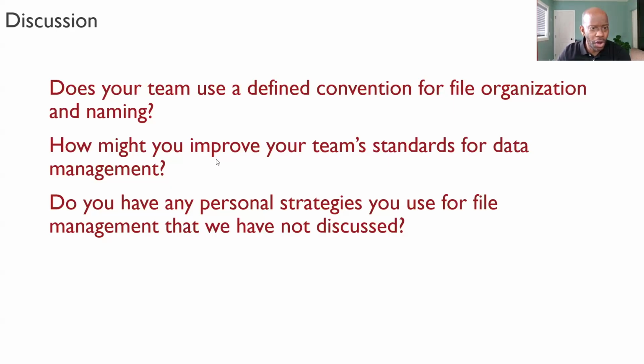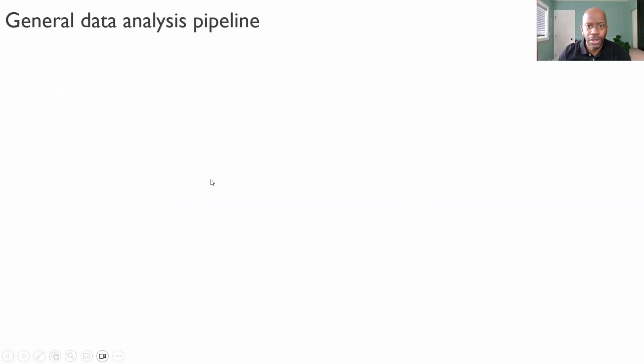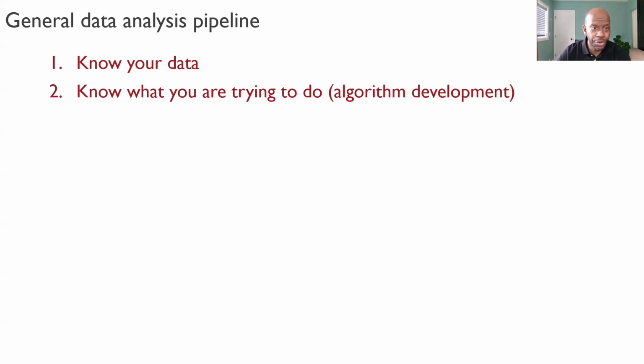All right, so now let's move on to data analysis. So now that you've designed your experiment, you're starting to collect data, you have good file naming and file management strategies. What are some things to consider as you start to try to draw inference about your scientific question? So generally, I like to outline several steps in the typical data analysis pipeline, and I'll highlight some of these as we go. The first is making sure you know your data, know what you're trying to do.